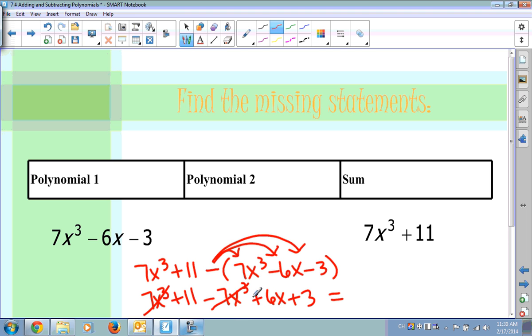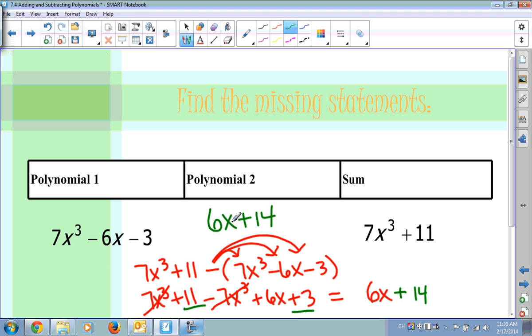But notice we have a 6x sitting by itself. It is not a minus 6x. What is it? Positive 6x. Because for them to add together here, negative 6x and positive 6x will cancel to be no x's in the sum. Okay, and then we have 11 and 3 for a total of 14. So that would be our second polynomial, 6x plus 14.